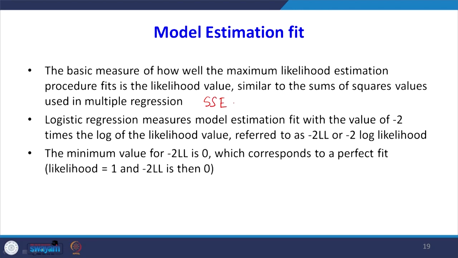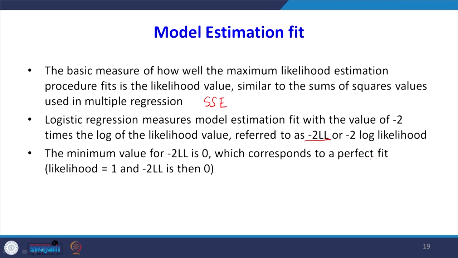What will happen in multiple regression? If the value of SSE is low, it is a good model. In the same way, logistic regression measures model estimation fit with the value of minus 2 times the log of the likelihood value, referred to as minus 2LL. The minimum value of minus 2LL is 0, similar to SSE equal to 0, which corresponds to a perfect fit.